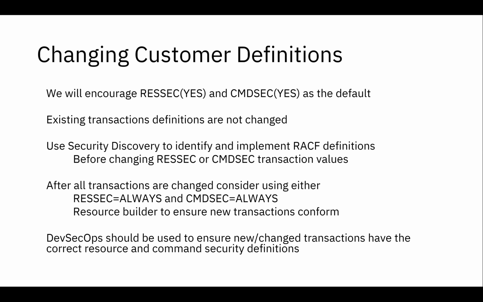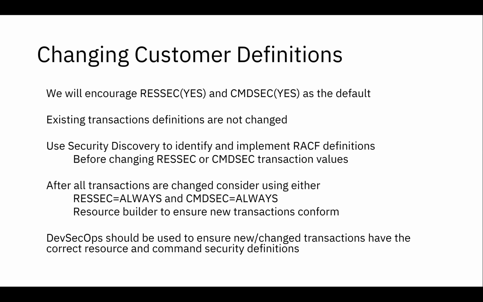What it won't do, obviously, is change existing transactions. We don't want to modify your existing transactions because that could have hidden implications. But security discovery will give you the information so that you can then be sure on a transaction-by-transaction basis which transactions have got all the security that you need so that you can change that value. Ultimately, you would want to switch RESSEC=ALWAYS and CMDSEC=ALWAYS, which means basically you're taking away the syspro's ability to switch off security. You've now got resource security done on all of the transactions, regardless of the transaction setting.